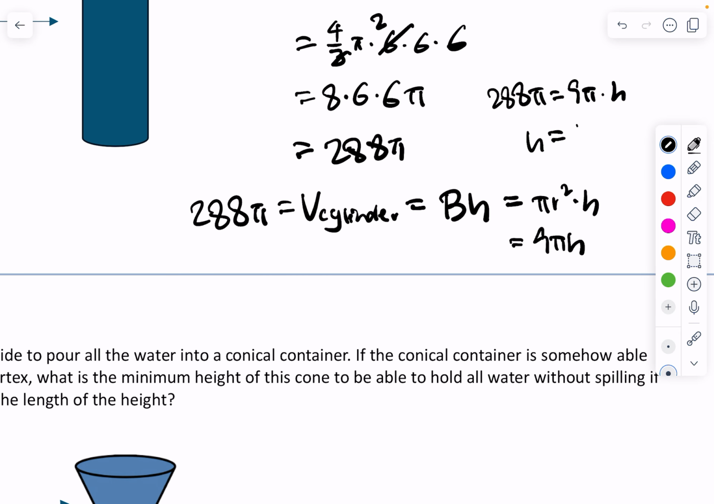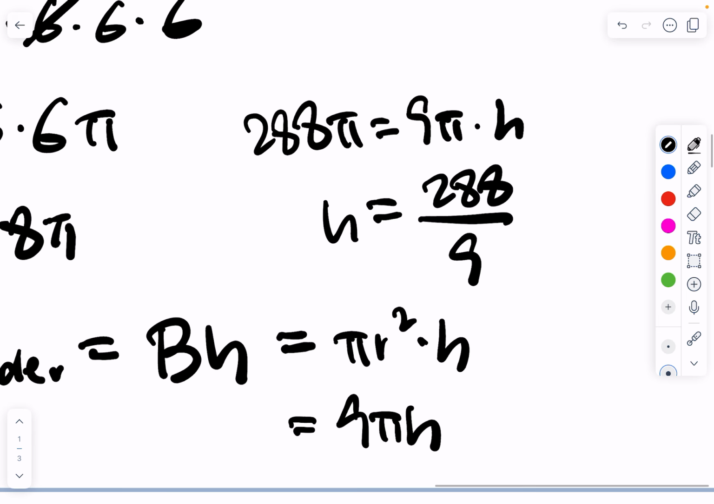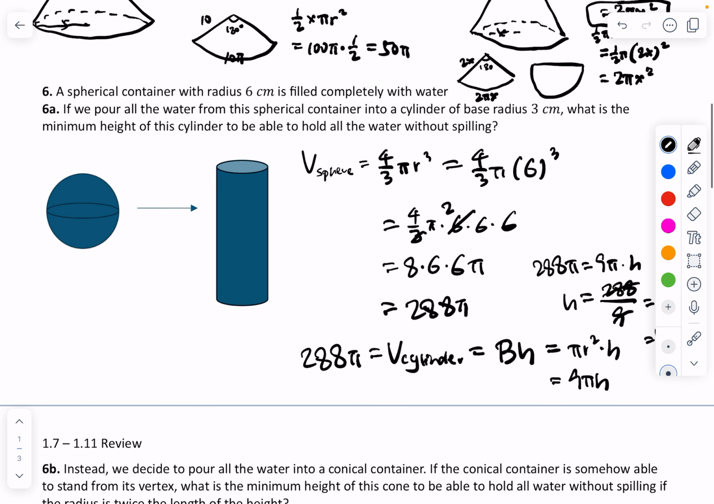So h is equal to 288 over 9, which again, you shouldn't be calculating out. You can simplify this, right? So this would give you a final answer of 96, I think. Is it 96? Oh, no, 96 over 3. So 32. So the minimum height of the cylinder is 32.